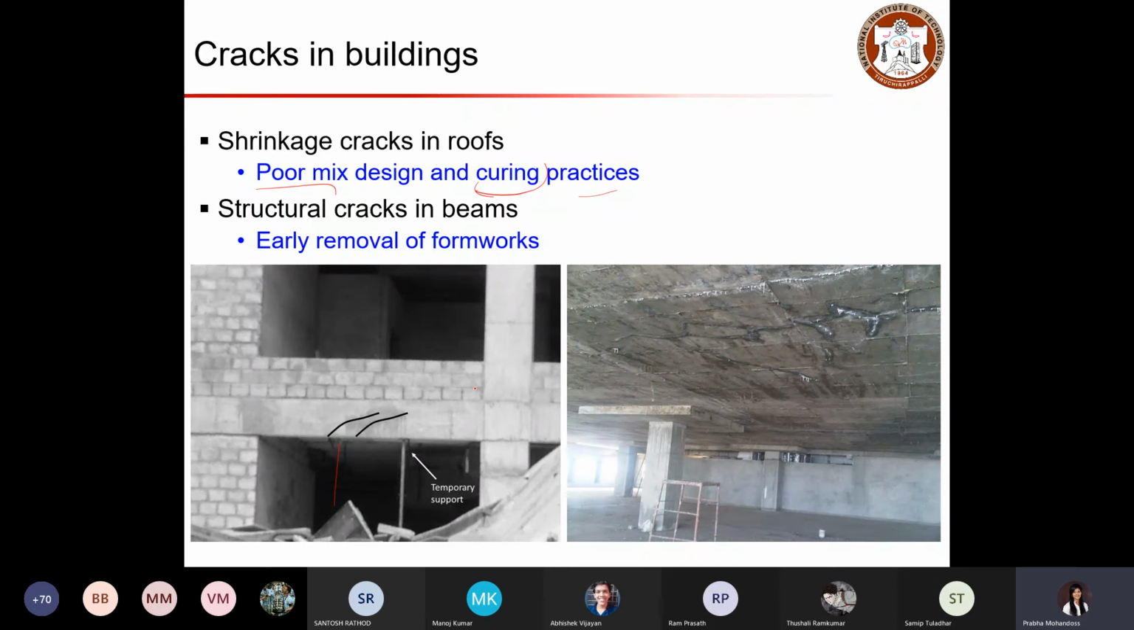So this could be due to the poor mix that you have adopted for concreting, and the poor curing practices. In most cases we need to provide continuous curing for new structures until the concrete has gained enough strength. If you do not provide continuous curing, that is going to cause water loss, and that moisture loss is going to lead to shrinkage cracks. And then you may observe some types of structural cracks.